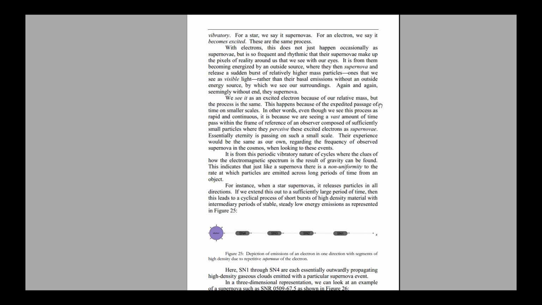It is from this periodic vibratory nature of cycles where the clues of how the electromagnetic spectrum is the result of gravity can be found. This indicates that just like a supernova, there is a non-uniformity to the rate at which particles are emitted across long periods of time from an object. For instance, when a star supernovas, it releases particles in all directions. If we extend this out to a sufficiently large period of time, then this leads to a cyclical process of short bursts of high-density material with intermediary periods of stable, steady, low-energy emissions as represented in Figure 25.